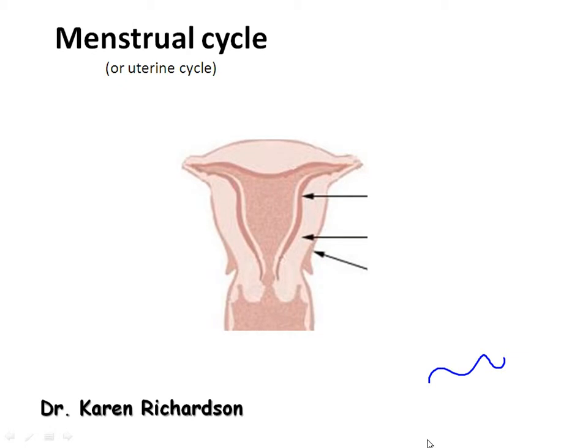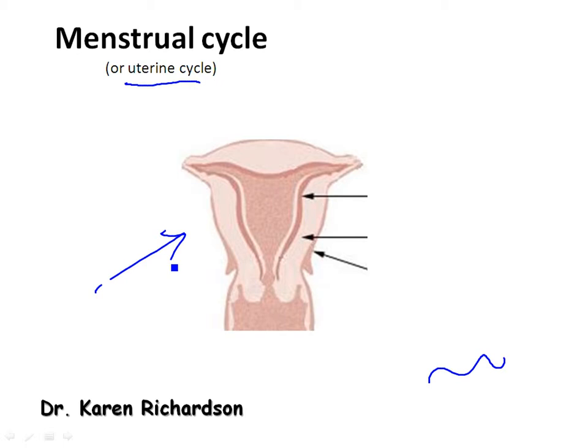I'm going to be talking to you today about the menstrual cycle. Another term that's sometimes used is also the uterine cycle, and of course it's referring back to the uterus. So I thought we would go back and look at some anatomy first and review the parts of the uterus before we begin.